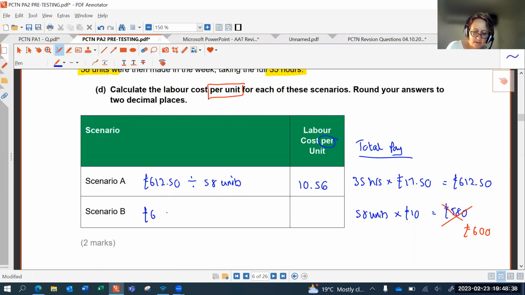So we've got £600 also shared over 58 units. Also rounded to 2 decimal places. I got £10.34, if you agree.